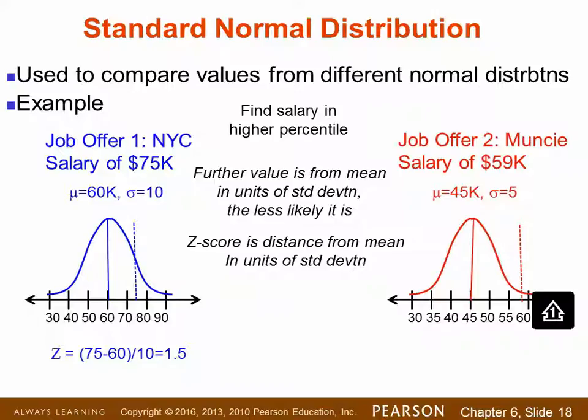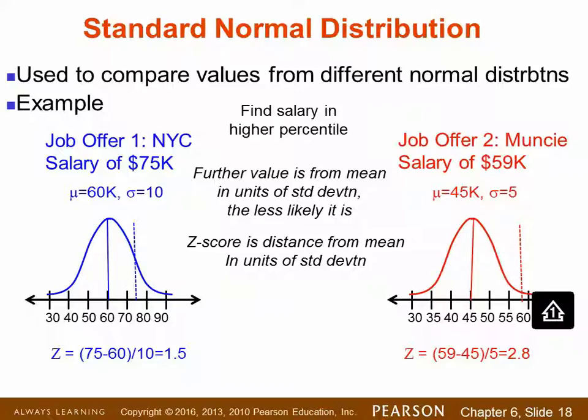So this is 1.5 standard deviations above the mean. When I'm above the mean, z is going to be positive, right? When I'm below the mean, it's going to be negative. So I'm 1.5 standard deviations above. But notice where I am in Muncie. I'm a lot higher, right? If you actually do the calculations, here it's 59 minus the mean, 45, divided by the standard deviation. I'm 2.8 standard deviations. So these two things now are comparable, okay?